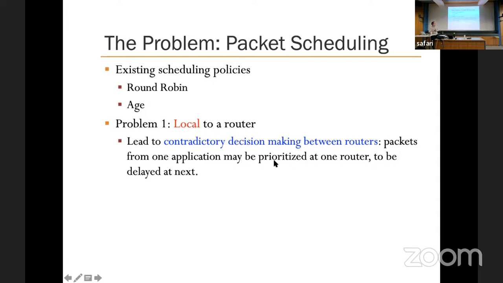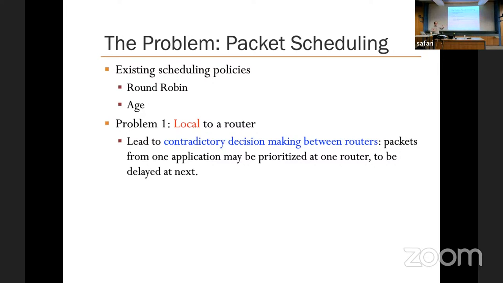So packets from one application may be prioritized at one router to be delayed at the next. This is true for oldest packet first also, if you think about the application level. So in this router, you're prioritizing application A over application B. But this other router may be prioritizing application B over application A. So everybody gets delayed in the network in the end. Hopefully this makes sense, right? It's kind of similar, at some level, to parallelism-aware batch scheduling, right?